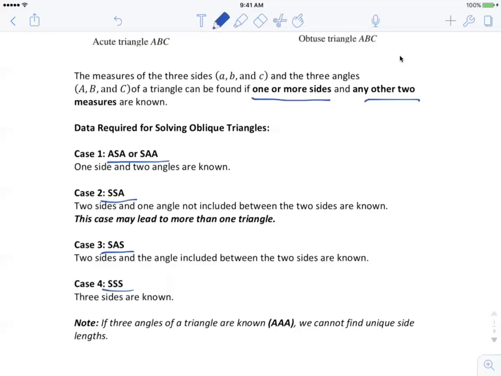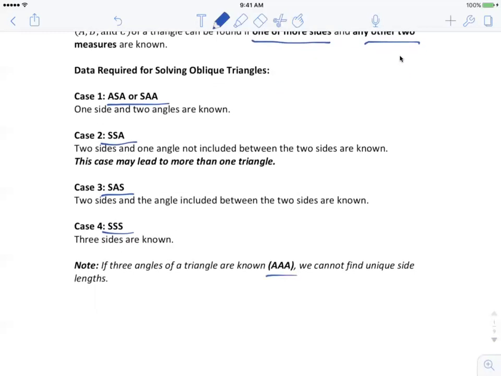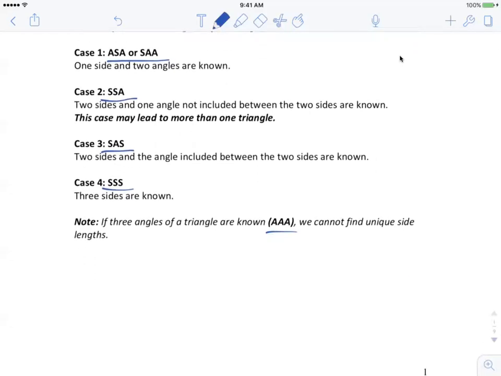So those are all the cases in which you can solve a triangle with either law of sines, or we'll get to law of cosines in 8.2. The one thing you cannot solve is an AAA. If you just know 3 angles, that is an infinite number of triangles because it doesn't define the sides.